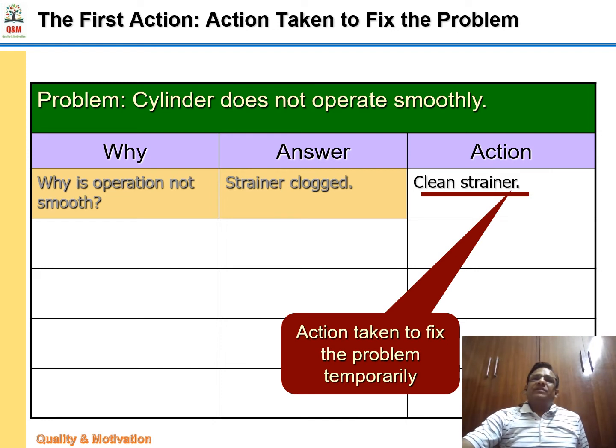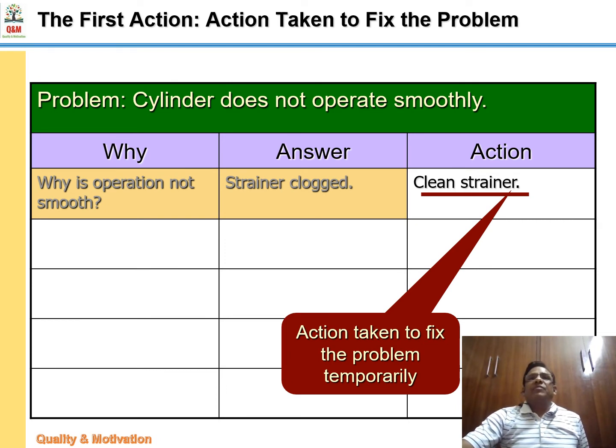This example is from the manufacturing industry, which we generally face in our machine shops. The problem is the cylinder does not operate smoothly. Why was the cylinder not operating smoothly? Here the answer is the strainer was clogged. The action is to clean the strainer.